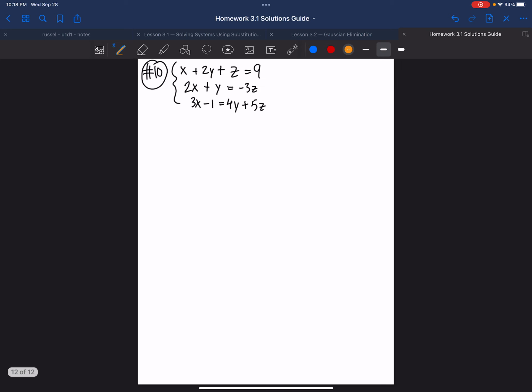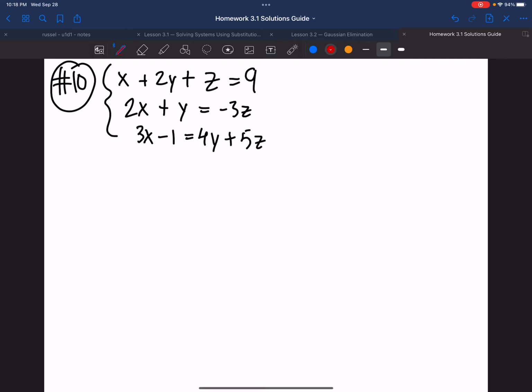Okay, last one. And this is the hardest of them all. Let's rewrite this equation, or this system. So, to rewrite.